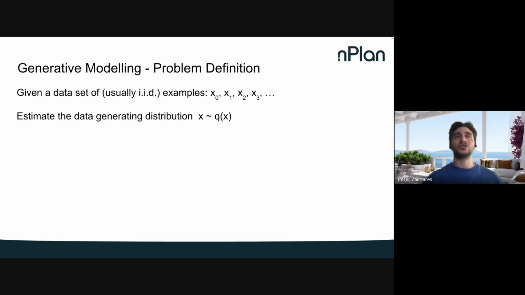So the real definition of generative modeling, in my opinion, is you have some data set of examples. Usually you assume that they're independently and identically distributed. And you want to estimate the data generating distribution. Over here, I'm calling it Q of X. So you want to know what the likelihood of each example is, and ideally you want to be able to sample from it. You're trying to estimate that distribution given a data set of examples from it.